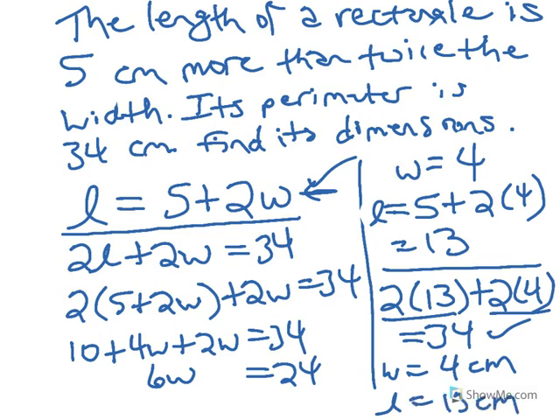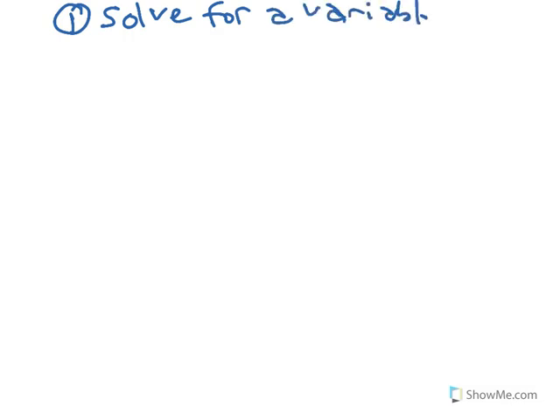This is a very popular variety of word problem on standardized tests. You'll almost always see one or two on the SAT and ACT, and certainly on the state assessments in our state. Just remember the process and you should be fine. First step, solve for a variable. Second step, make a substitution.